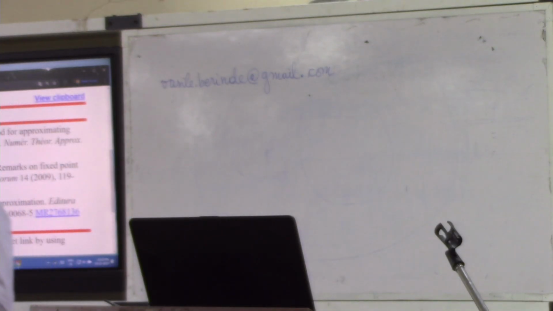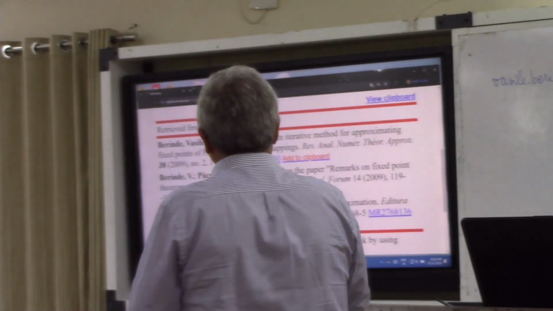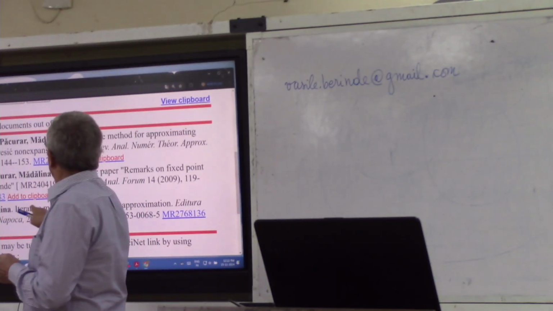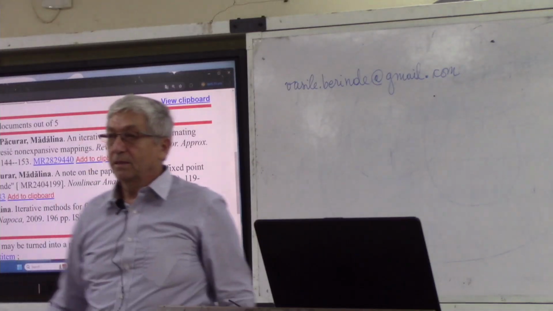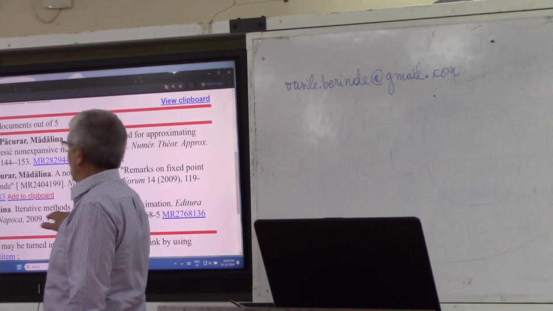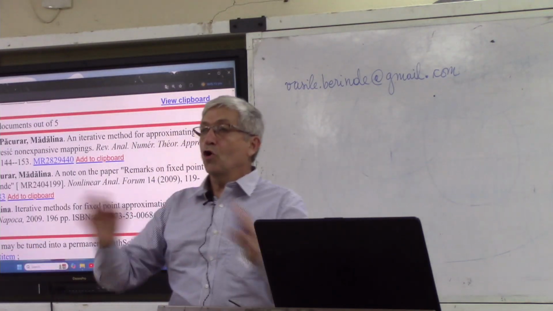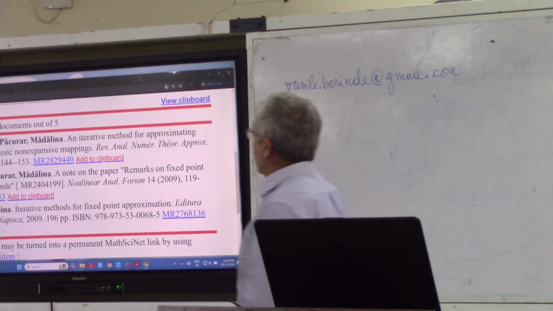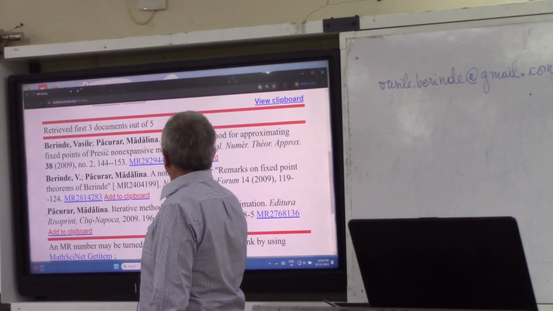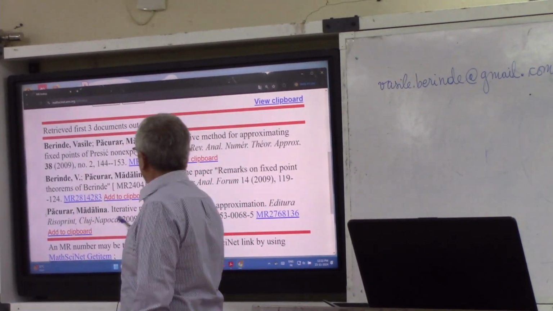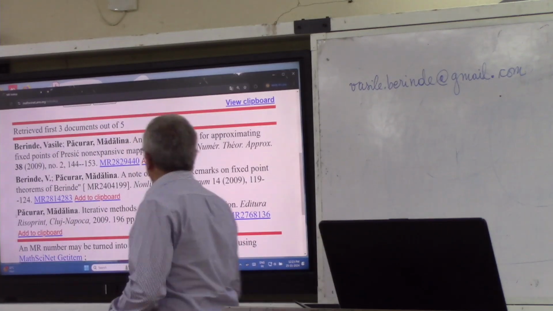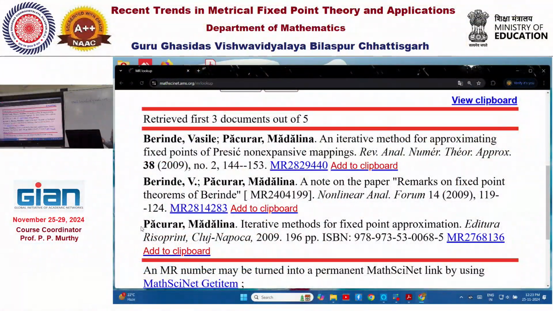All right, should we continue? Because there was a question about examples to delineate these classes of mappings, this is a very nice monograph, and you'll find all kinds of examples to show which is different. It's a book, Iterative Methods for Fixed Point Approximation. This is the name of the publisher. Cluj-Napoca is in Romania, 2009. And if you need a soft copy, I can provide it.